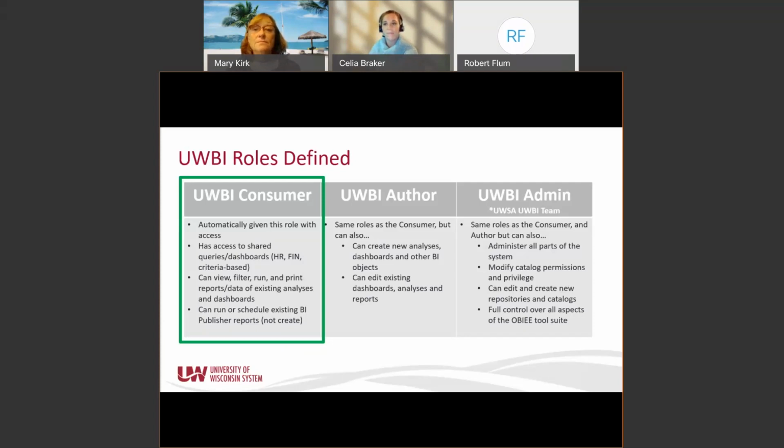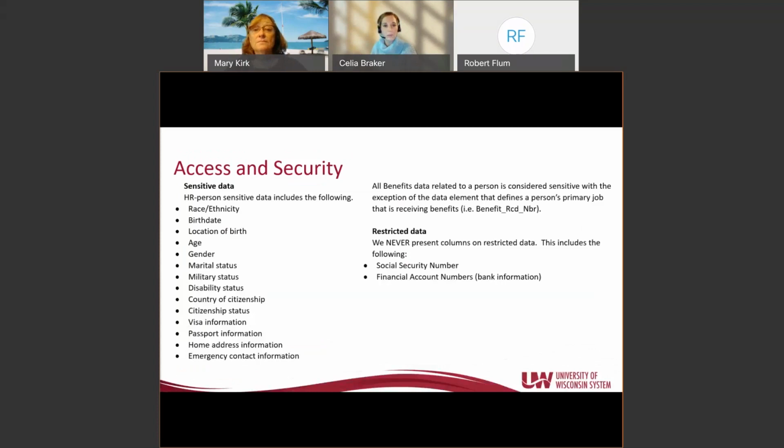As far as access and security, you're going to notice that some of the column headers might be navy, and that just indicates that that data is sensitive data. We're not going to be showing any sensitive data today. However, just to be aware, sensitive data includes race, ethnicity, birth date, location of birth, age, gender, marital status, military status, and so on. All of that data is available in our UWBI tool. The one thing you're never going to see in our tool is restricted data, which is social security numbers, financial account numbers, or banking information.